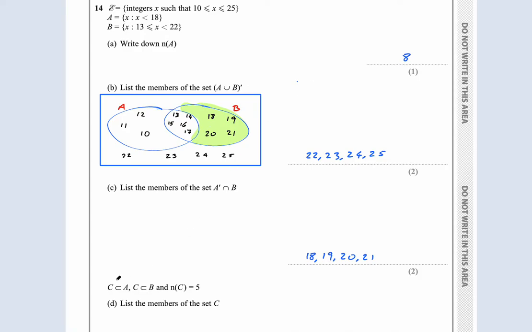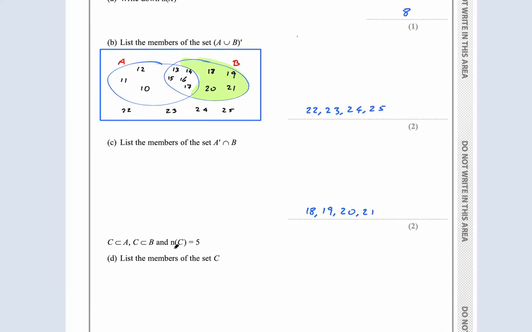Okay, finally, C is a subset of A. C is also a subset of B. And the number of elements in C is 5. List the members of C. Okay, so this is a confusing way of writing a fairly straightforward question.